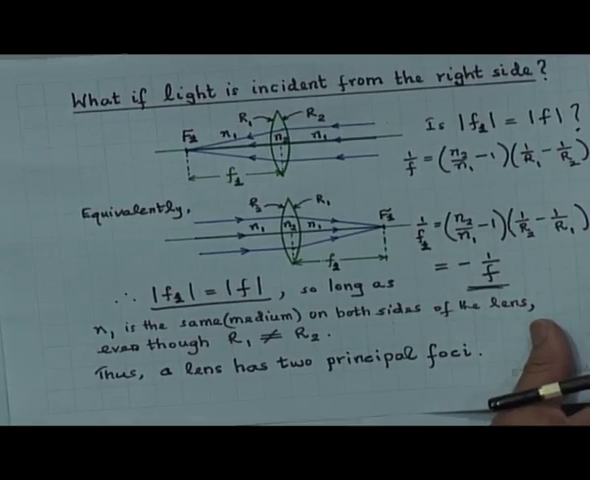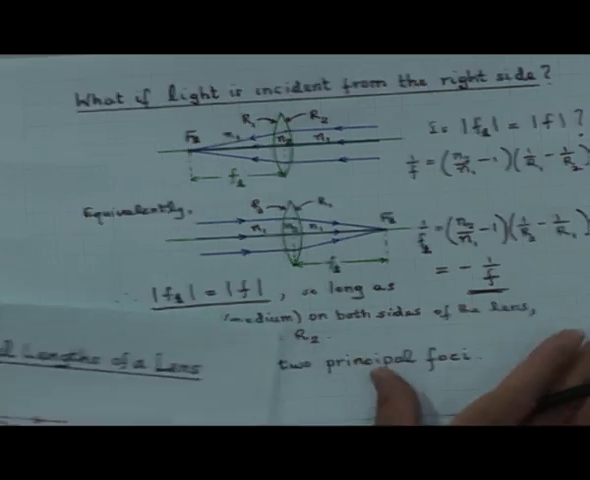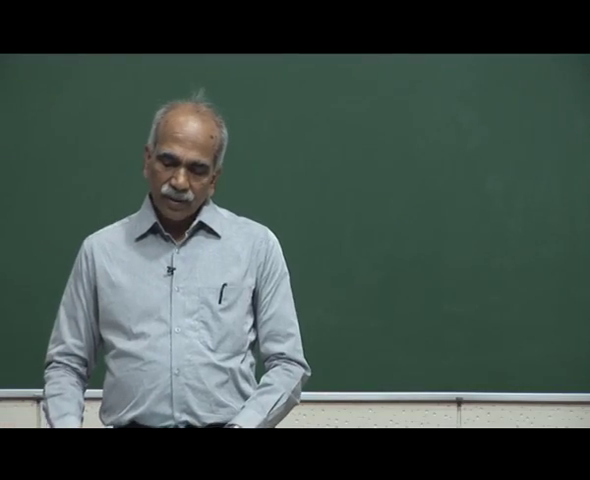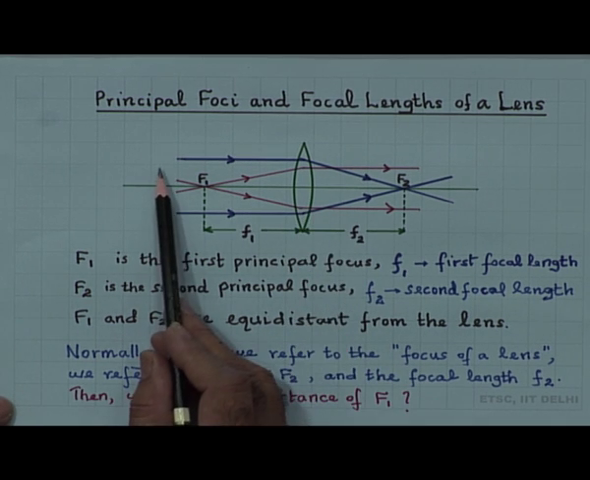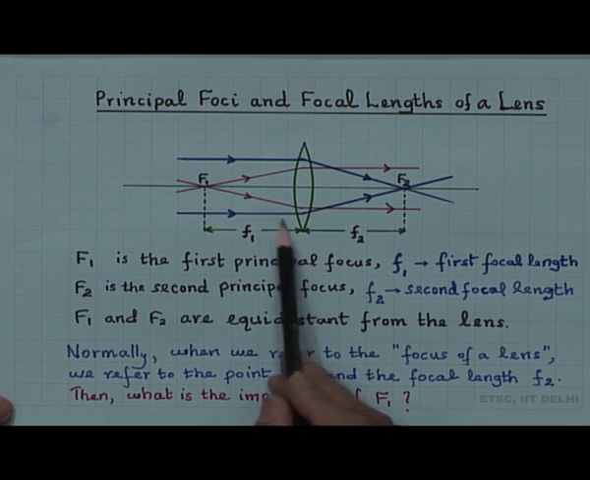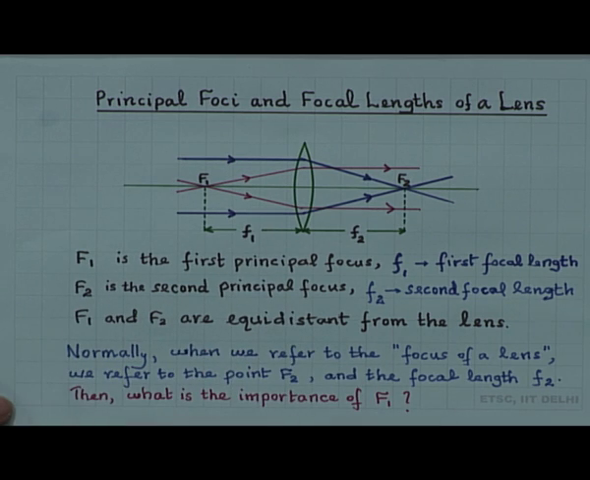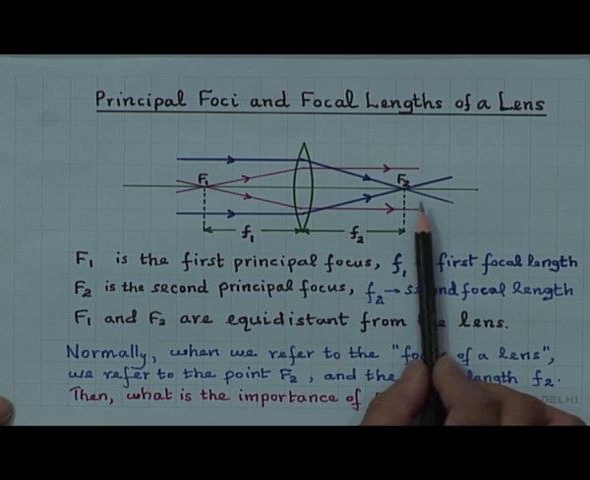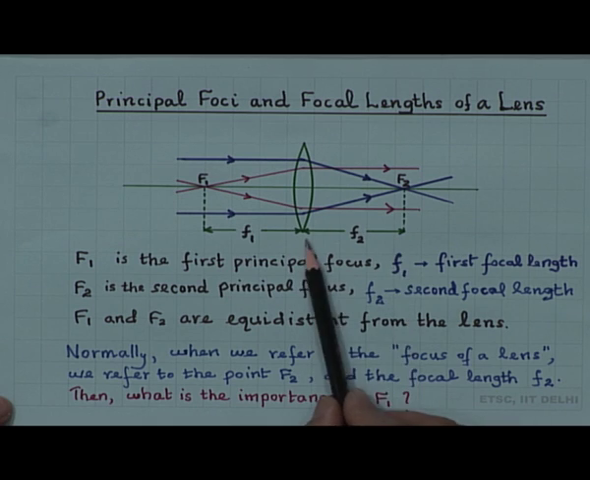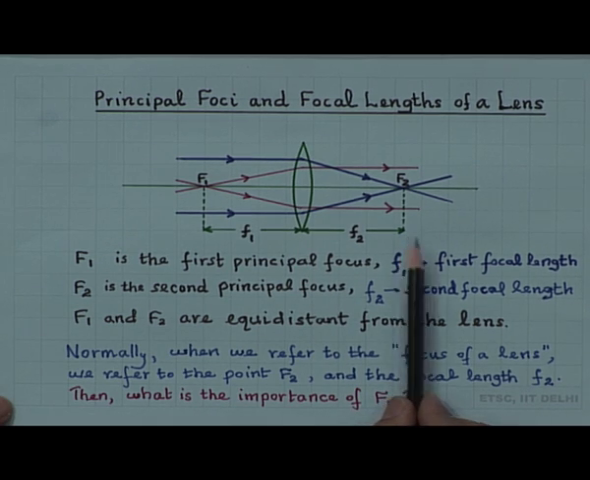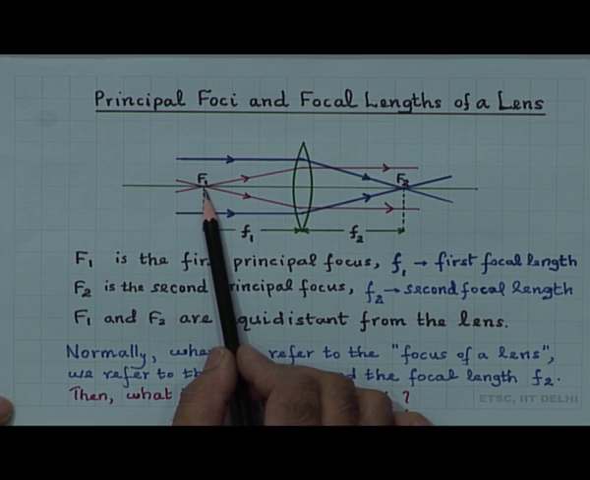So, let me discuss this a little bit more. Here, the principal foci and focal length of a lens. So, here is the lens, light incident from here, from the left side, all light rays are incident from the left side here, and it is focused to a point F2 here with a focal length f2, whereas F1 is the first principal focus.